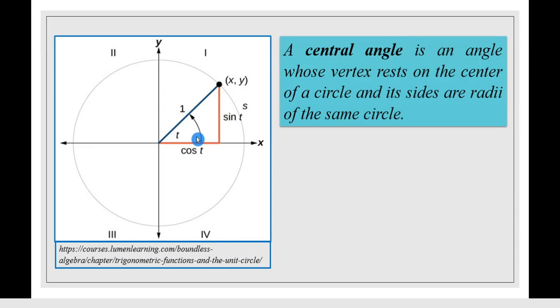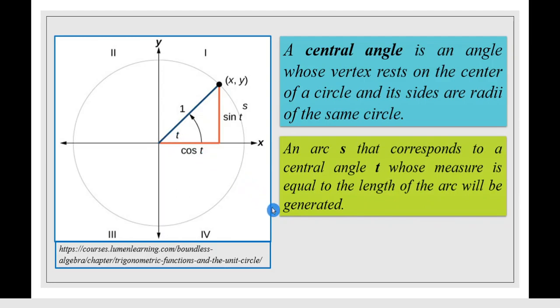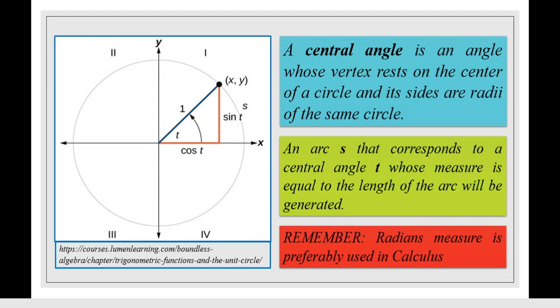Another thing is an arc S will be generated and will always be equal to our angle T, which is the central angle. Yung angle T at yung ating intercepted arc S ay laging equal. Let's say ang ating angle T is 30 degrees, our arc must be 30 degrees as well. So, always remember kapag calculus na tayo or calculus ang ating pinag-uusapan, radian measure ang lagi nating gagamitin. Or preferably, yun yung ginagamit.